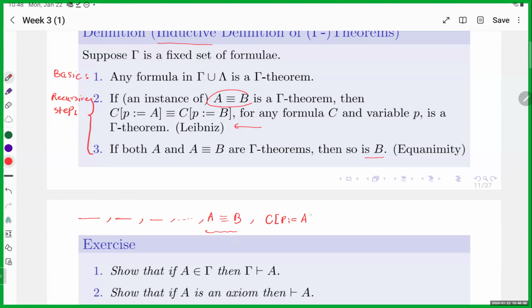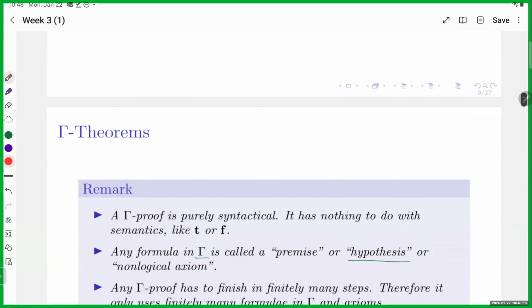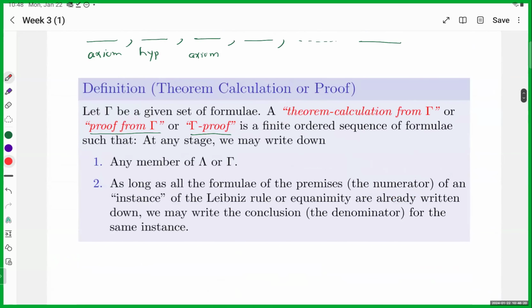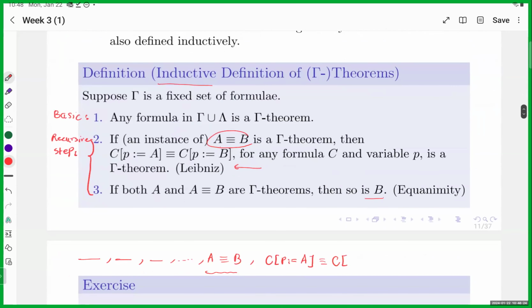And this is the same as the original definition that we just had, right? Because it tells you the same thing. Here I said it in terms of what you can write in a sequence, but this says the same thing. This identifies gamma theorems recursively.